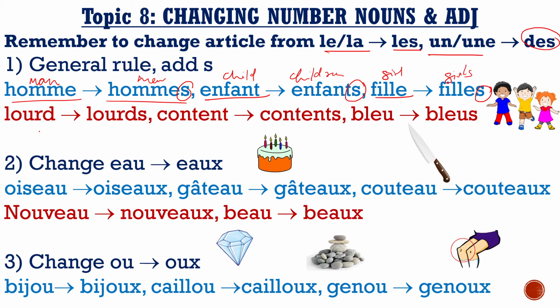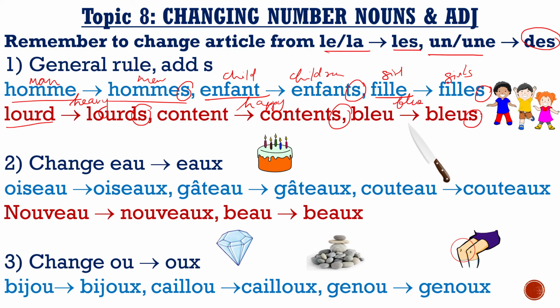Okay. Same way, for most of the adjectives, it also works the same way. Lourd and lourds with an s, which is heavy. Okay. Content and contents with an s, which is happy. Bleu, bleus with the s in the plural, which is the color blue.